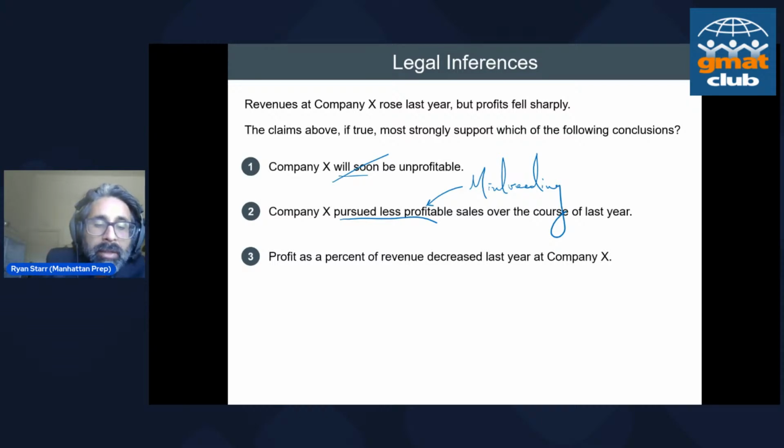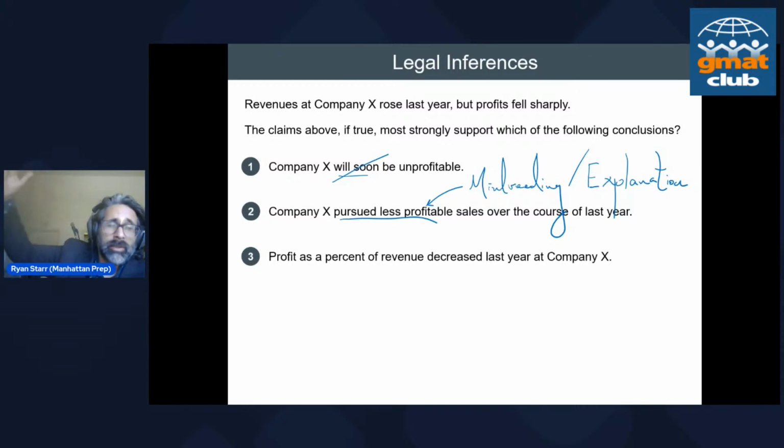The other issue with 2 is it's an explanation. It seeks to offer a plausible explanation, and that will basically never be right in these inference questions because we want an answer that follows from what's set up there, and an explanation doesn't follow from anything, right? An explanation gives us a reason, like kind of a prequel to what's up there. That's not what they're looking for. They're looking for something that is as true as what's up there, not something that explains what's up there. 3 is the right one.